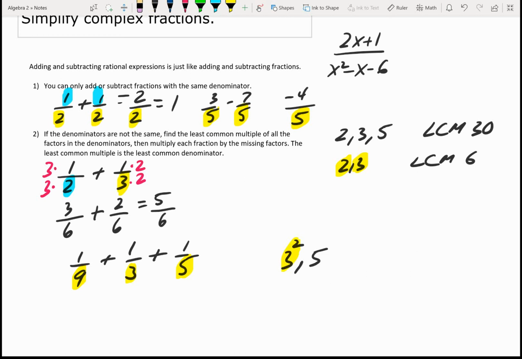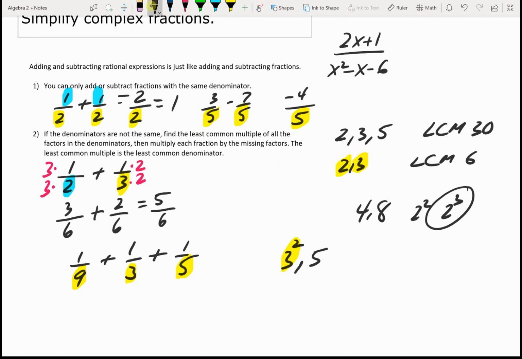The least common multiple will always include the prime factor with the largest exponent. Let me explain. If I have 4 and 8, for example, 4 would be 2 to the second, and 8 will be 2 to the third. So my least common multiple would be 2 to the third.